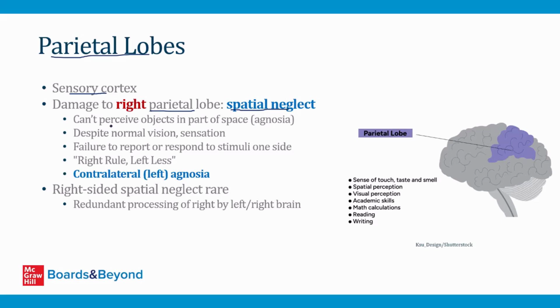So spatial neglect is when you can't perceive objects in one part of space. This is called agnosia. So despite having normal vision and sensation, because of a problem in the parietal lobe, patients don't perceive sensory information from one part of the world. As a result, they will fail to report or respond to stimuli on one side of the body. This only happens with damage to the right parietal lobe, and there's a mnemonic for this: right rule, left less. What this means is that when there's damage to the right parietal lobe, patients have agnosia on the contralateral or left side of their body. That's the side of space that they don't perceive.